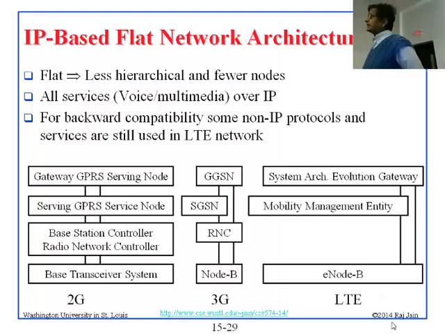In 3G, these names were changed, and node B became a little bit smarter. This became RNC for sure, SGSN. So there's not much change except for node B. Now in LTE, basically this is called E node B. E is for enhanced, they are not evolved. Enhanced node B.